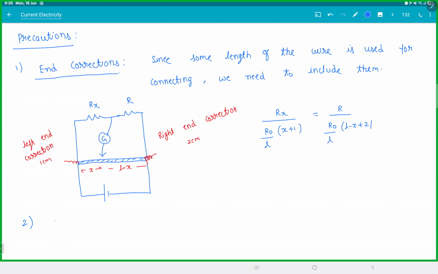Second thing, the jockey must not be dragged on the wire. This is fine, this is not a big deal, but if you start dragging this, there is a chance the wire will become non-uniform due to wear and tear. You should always lift the jockey and put it at different places. So lift it at 50, put it at 51. Lift it, put it at 52. Lift it, put it at 53. That's how you don't drag it on the wire.